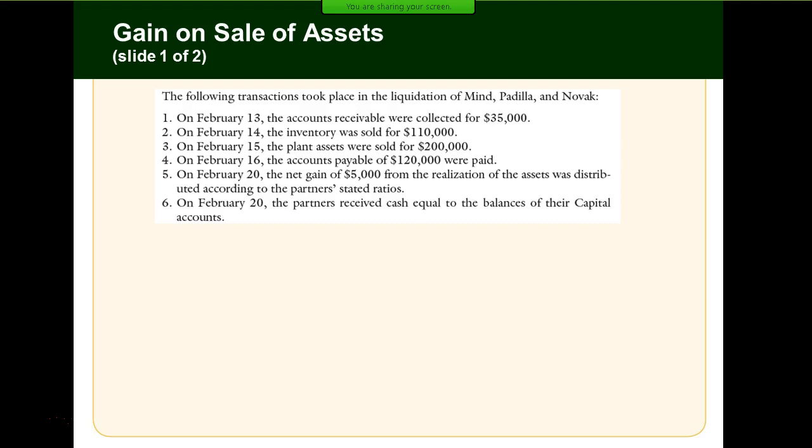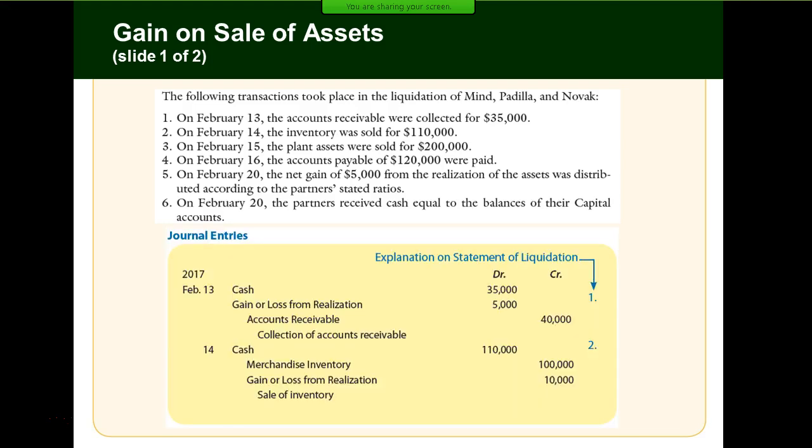So we're going to record these various transactions. For the accounts receivable to be collected, $35,000 is the cash for the accounts receivable. The gain or loss from realization is going to be a loss of $5,000 because our accounts receivable were $40,000. We basically received 35 of the 40, so we have a loss from the realization of zeroing out our accounts receivable.